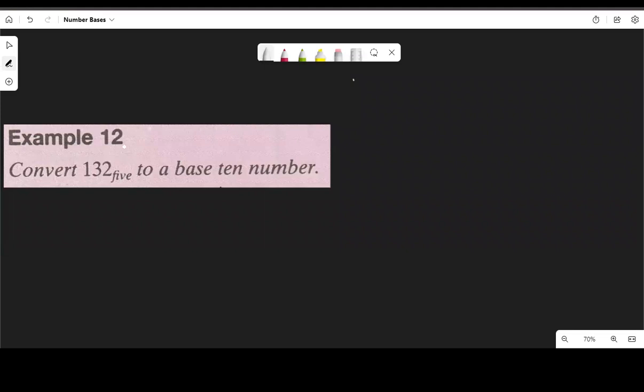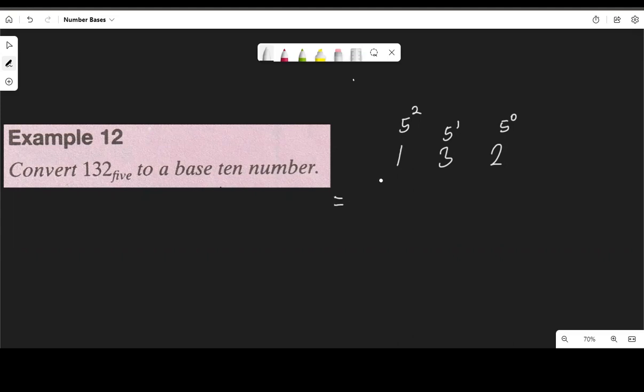There are 2 ways we can convert numbers in other bases to numbers in base 10. One way is to multiply each of the digits by their place values. Another way is what we call repeated multiplication. In this case, I'm going to use the first method. That is multiplying each of these digits by their place value. So 132 in base 5. The place value of 2 is 5 to the power of 0. The place value of 3 is 5 to the power of 1. The place value of 1 is 5 to the power of 2.